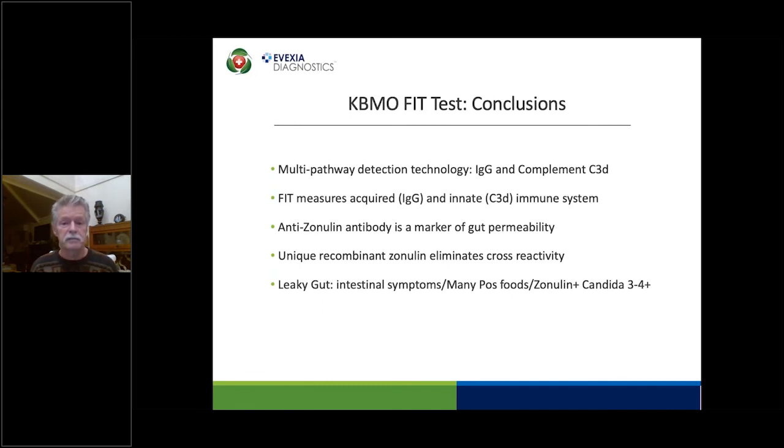Okay. Another question. There seem to be a ton of test options related to the fit test. How do you determine if you want to test for IgG and IgA or just IgG, dried blood, serum, etc.?